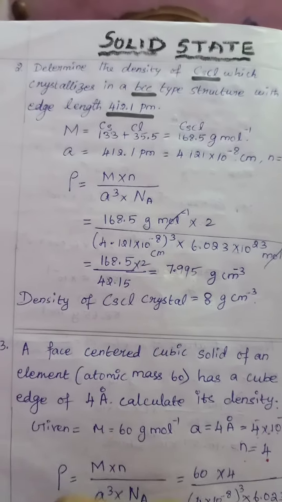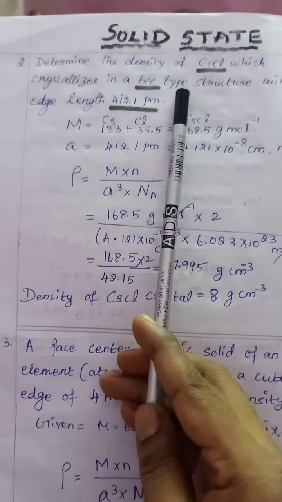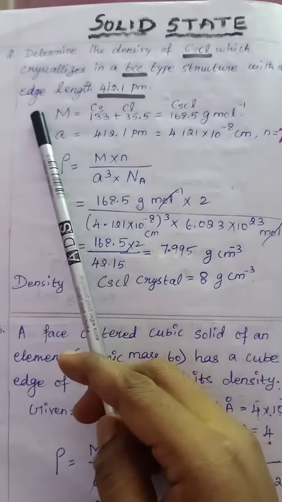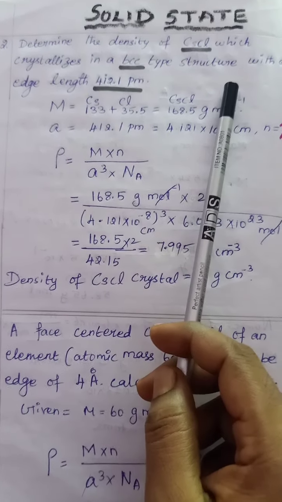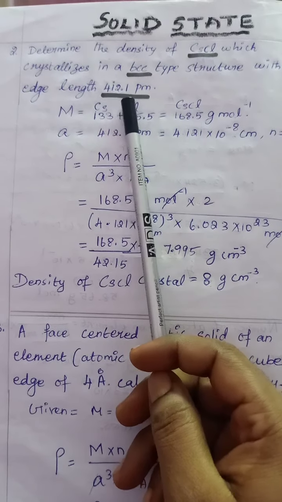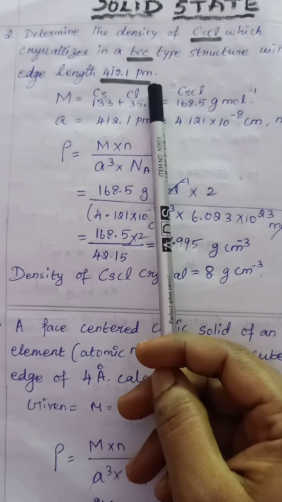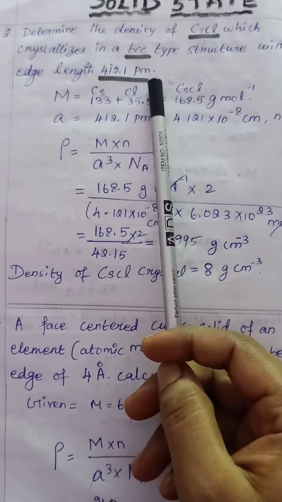Okay, see, determine the density of cesium chloride which crystallizes in a BCC type of structure with an edge length of 412.1 pm. pm means 10 to the power of minus 12 meter.